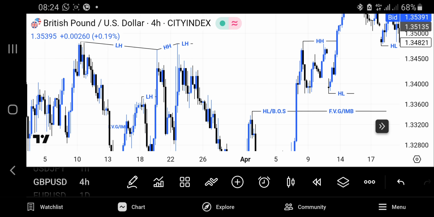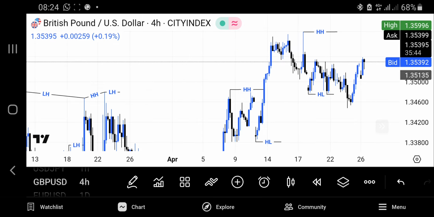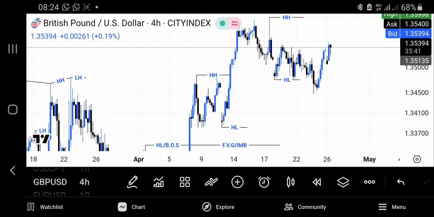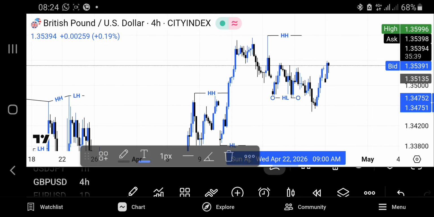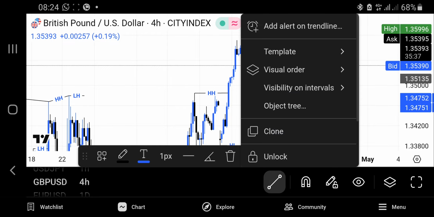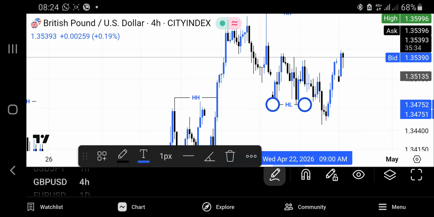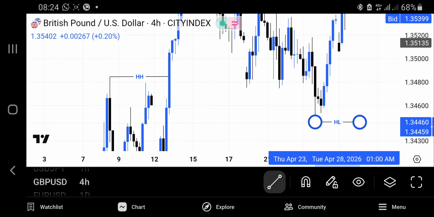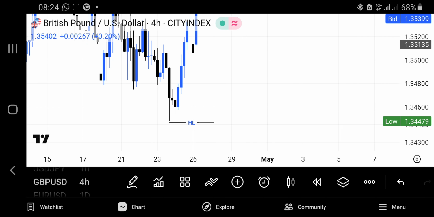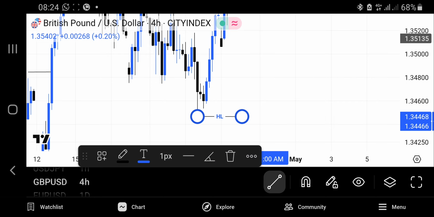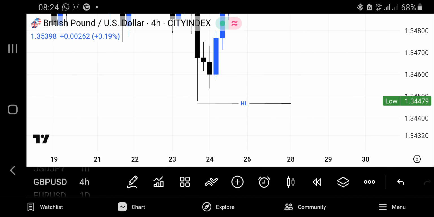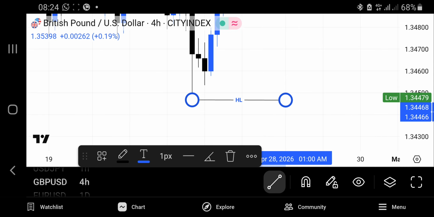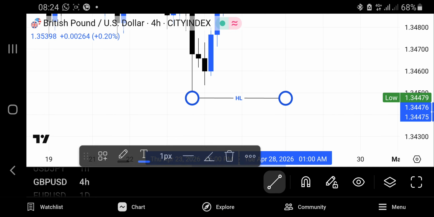You can see that the trend has changed. This will be our new higher low because this zone is lower than this. So this will be our new higher low. So the trend for pounds dollar is bullish now.